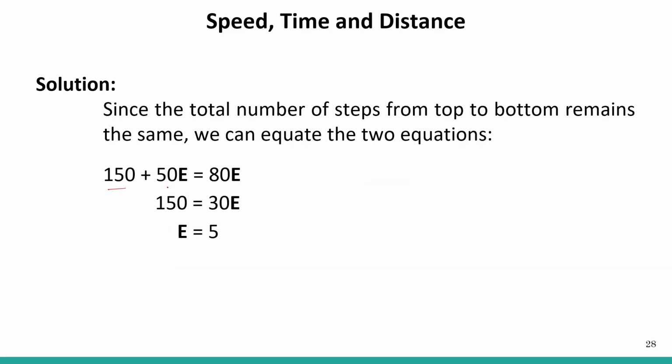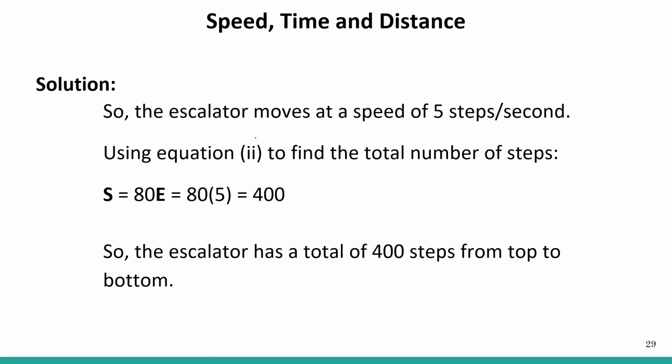So 150 plus 50e is equal to 80e. This is given to us. Solving this, we are left with 150 is equal to 30e. So e is equal to what? 5. This is what we are left with. So the escalator moves at a speed of 5 steps per second.